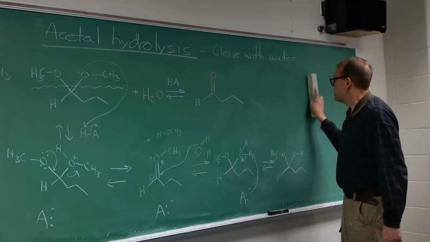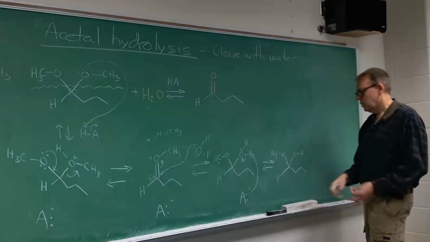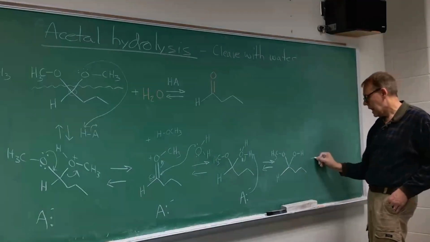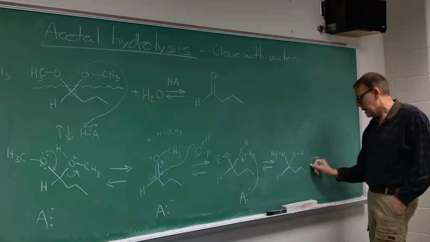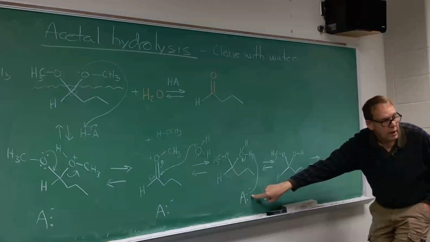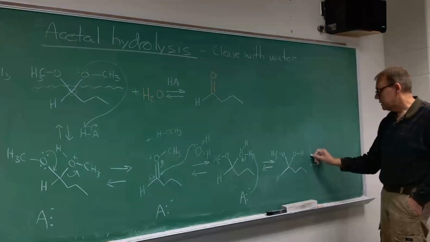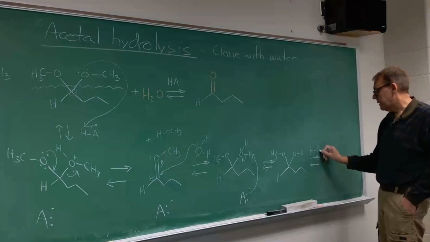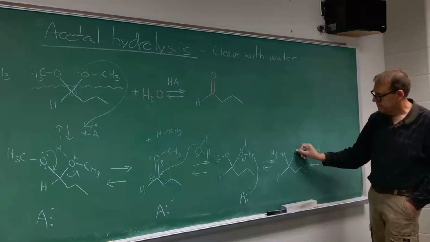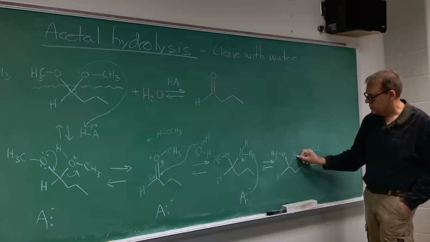Just erase this methanol here, and we'll go a step further. When A minus grabs its proton, we're left with another HA. We got our catalyst back, and that can protonate something. And it could protonate two different spots.